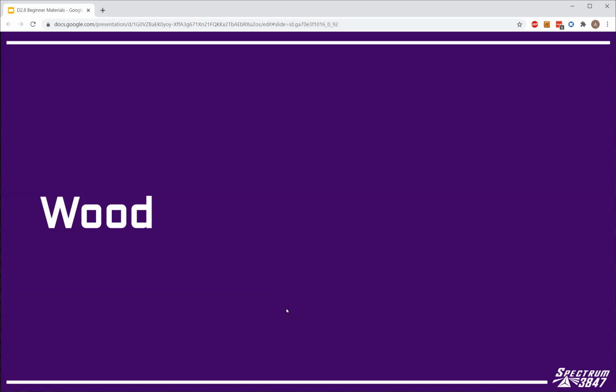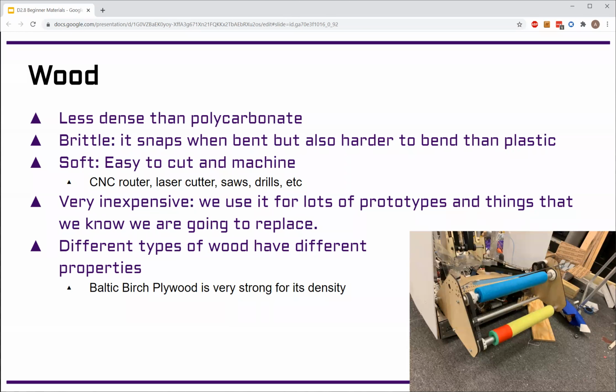Okay, wood is the last material we're going to talk about, and we're going to talk about it pretty generally. A lot of people wouldn't think that we would use wood on a robot ever, and a lot of teams don't. But there are some really good advantages to using wood, and there are times where we will use it on our robots. So wood in general is less dense than polycarbonate and other plastics, and it's a lot less dense than aluminum and other metals. It is brittle.